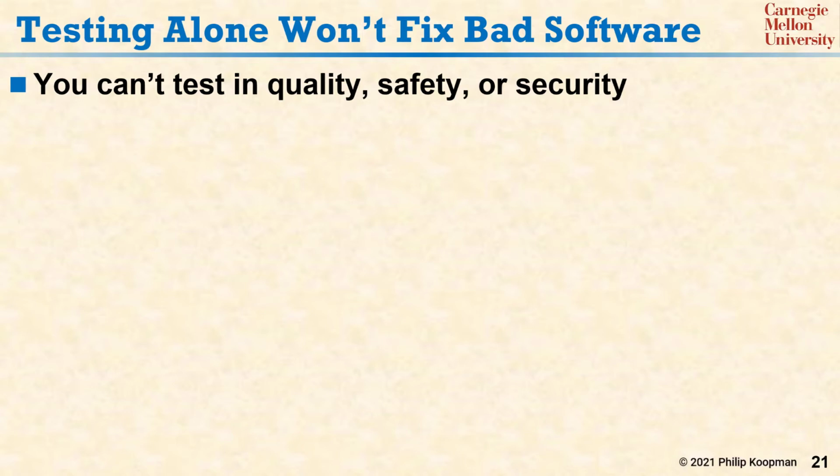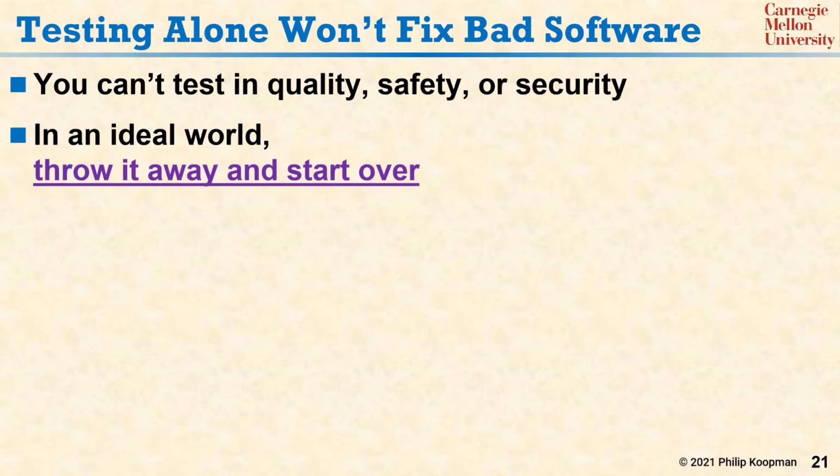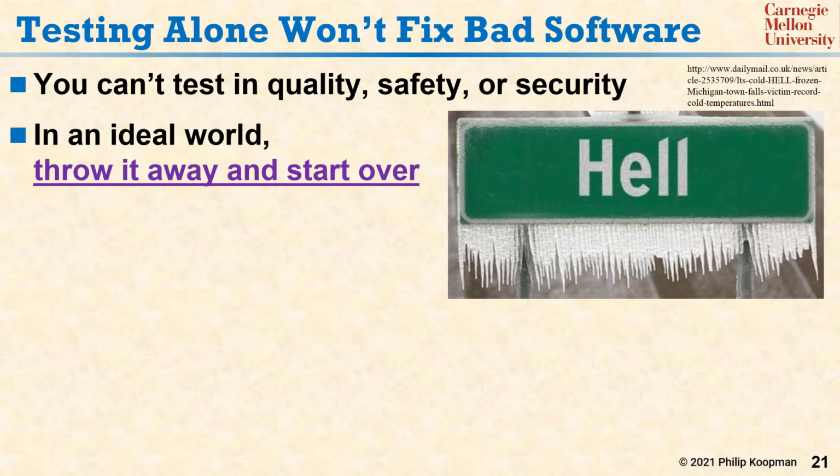Finding bugs and fixing bugs makes bad software less bad, but can never make bad software somehow into good software. You cannot test quality into software, you cannot test safety into software, and you cannot test security into software. In an ideal world, you just throw away bad code and start with a clean sheet of paper. And we recommend doing that if you can. But in the real world, we all know what it takes for that to happen most times.